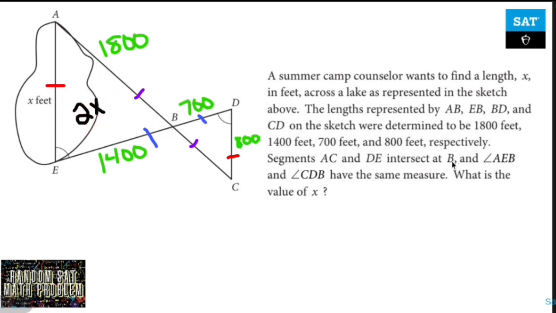So what I'm supposed to do is segments AC and intersect B. They have the same measure, which tells you that they're similar. What is the value of x? X is the doubled version of DC. So since DC is 800, x is going to be 800 times 2, which is 1,600 feet. And that's it.